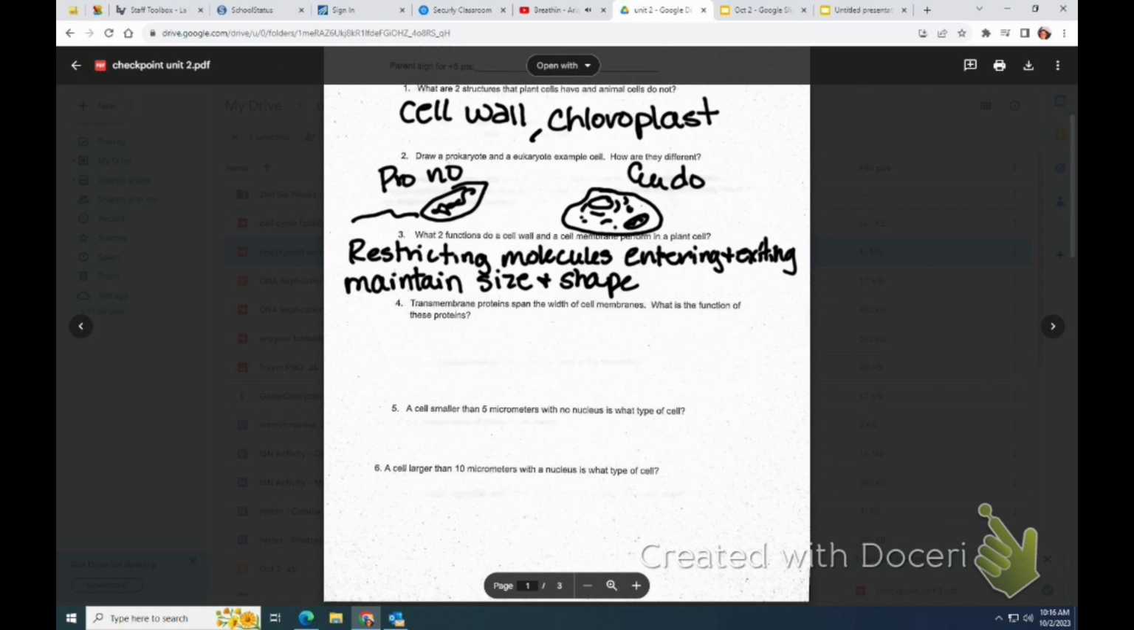Transmembrane proteins span the width of a cell membrane. What is the function of these proteins? What do transmembrane proteins do? They're helping the cell what? They help interact with the environment. Yes, ma'am. They help the cell interact with the environment. Help the cell interact with the environment.